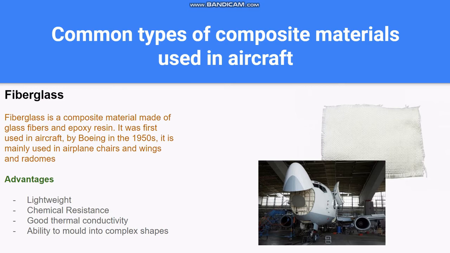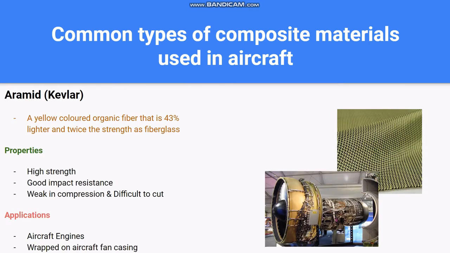Next, we have aramid, also known as Kevlar. It is a yellow-colored organic fiber that is 43% lighter and twice the strength of fiberglass. Its properties are that it has high strength, good impact resistance, and it is weak in compression, which makes it difficult to cut. It is used mostly, as you can see in the picture, in the aircraft fan casing and aircraft engines.